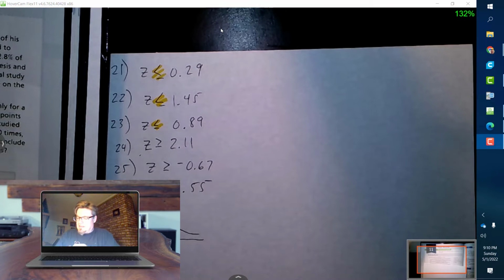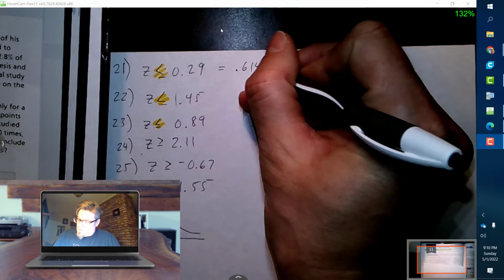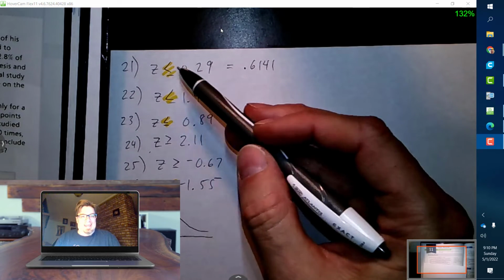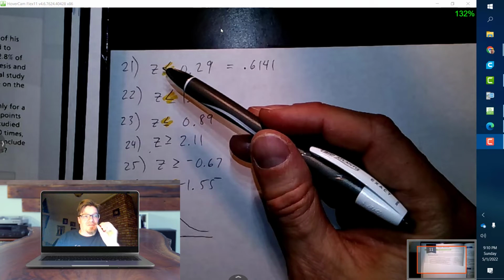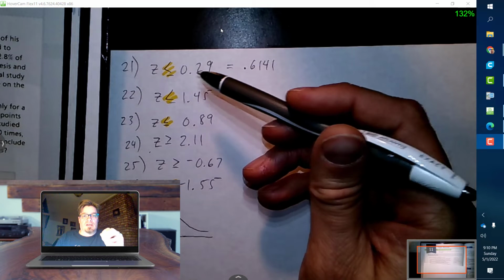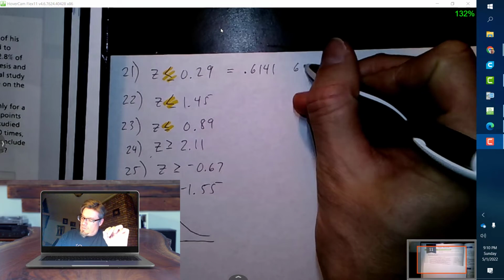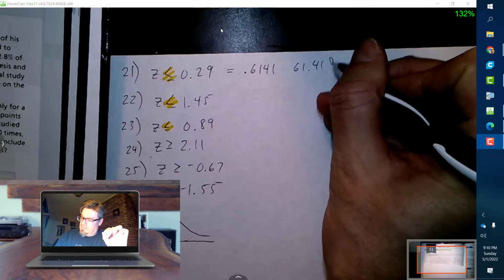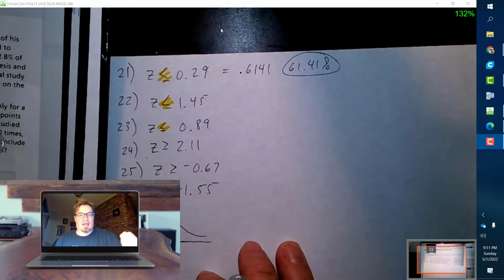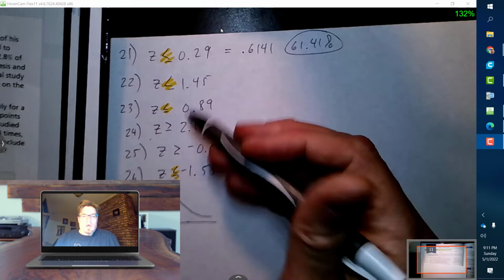So what this means is that 0.6141 means that the probability of any piece of your data falling less than 0.29 standard deviations is actually 61.41%. Okay, so 61% of your data is less than this particular z-score. All right, next one.